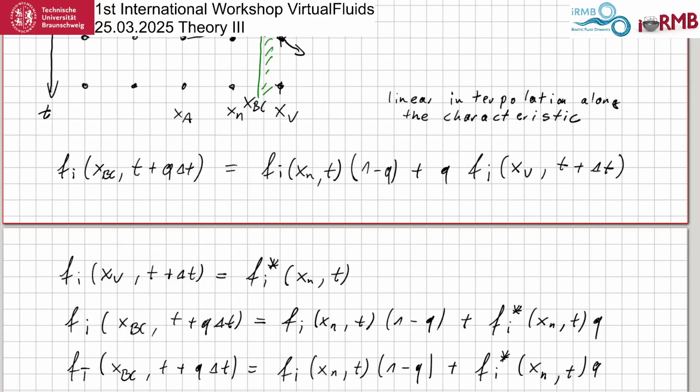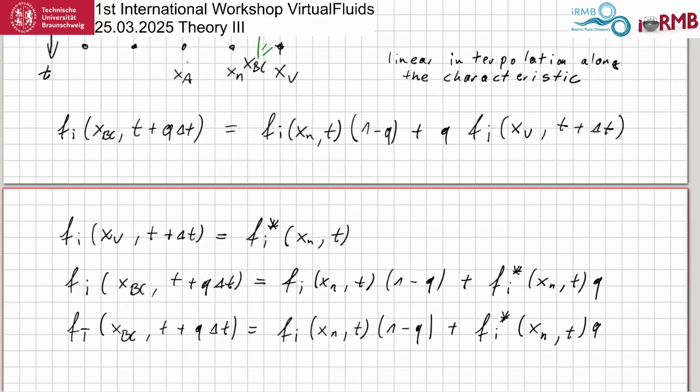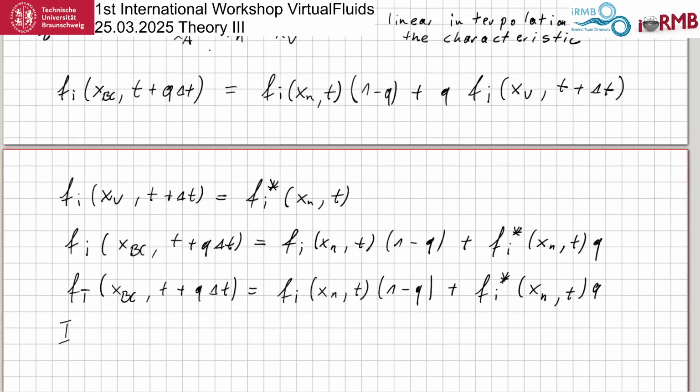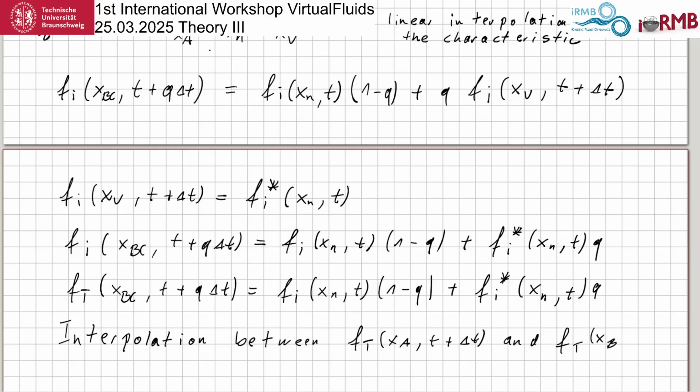So here we have the population of xA. So we do the interpolation between f in the opposite direction at xA and t plus delta t, and f in the opposite direction that we just calculated, at the boundary, t plus q delta t.